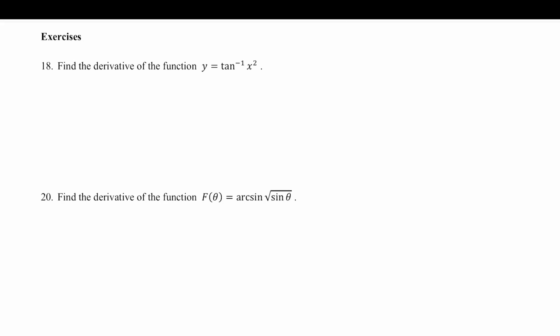All right, so let's do a couple of examples. These again are exercises out of your textbook from section 3.6. The first one we have here is to find the derivative of the inverse tan of x squared.